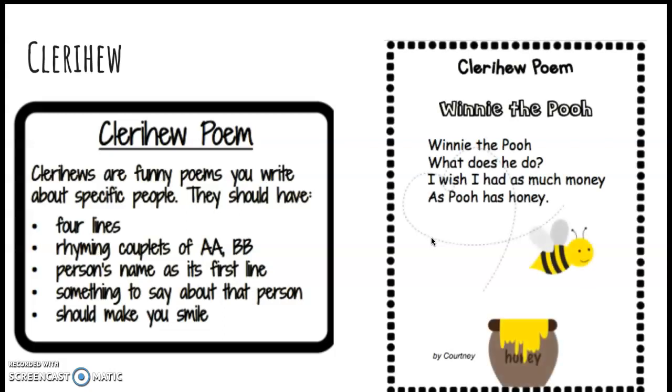This is a clerihew poem about Winnie the Pooh. Winnie the Pooh, what does he do? I wish I had as much money as Pooh has honey. Okay, so here we have Pooh and do as your couplet of AA, money and honey as your couplet of BB. Remember, if you need a refresher on that, Tuesday's lesson was about rhyming couplets.